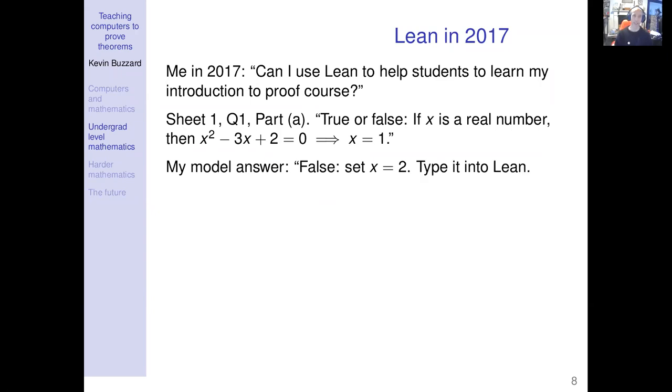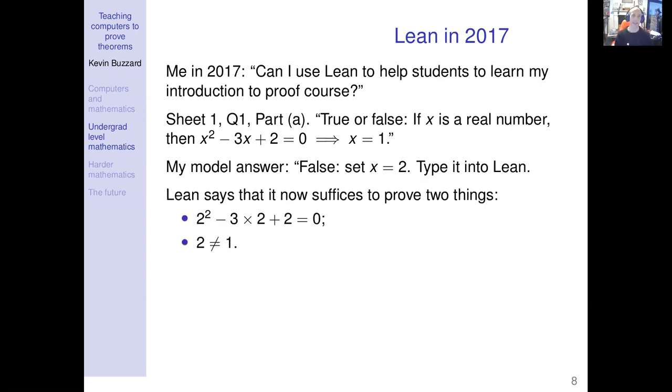So you type this into Lean, and Lean instantly says, okay. So now it suffices to prove two things, right? First, you've got to prove that the left-hand side, 2 squared minus 3 times 2 plus 2, is 0. And secondly, you've got to prove that 2 is not equal to 1. So, of course, I thought this was very funny, because I thought we were done, whereas when you think about it logically, we're not done, right? Because we do have to prove these two things. But of course, I also realized that I had no idea how to prove these things.